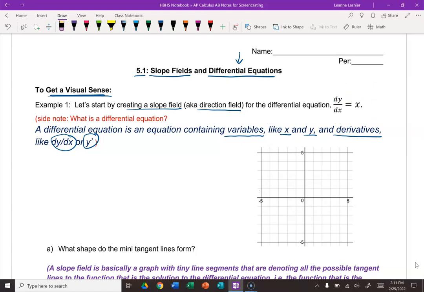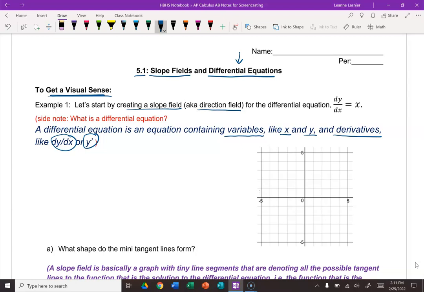So this is a differential equation because it has a derivative in it along with x. And really this is just telling me that the derivative of y with respect to x equals x. So it's an equation telling us what a derivative of y is. And so the solution to it would be whatever y equals, whatever the antiderivative is. And the slope field is a way for us to help visualize the solution to this differential equation.